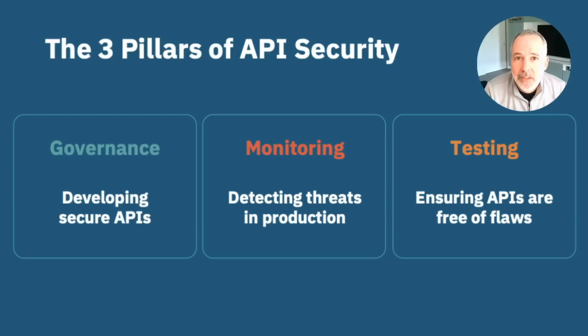But at a high level, governance is all about defining and establishing and enforcing standard processes for developing APIs, testing APIs, getting them into production in a secure and consistent way. Monitoring is about runtime protection, protecting our APIs in production, making sure they are behaving as expected, there aren't any attacks ongoing, and other anomalous activity. And testing is all about making sure your APIs are free of vulnerabilities, that they perform as expected, and there aren't any flaws that can be exploited.